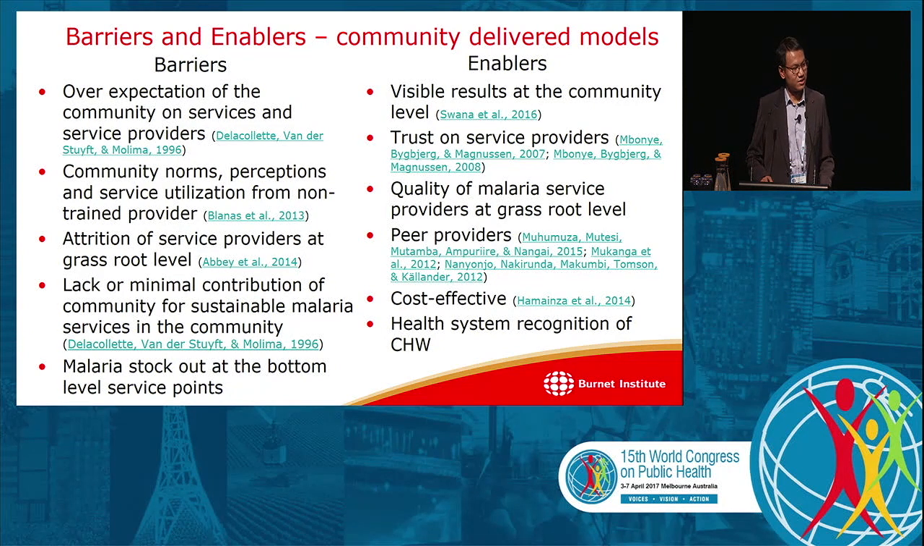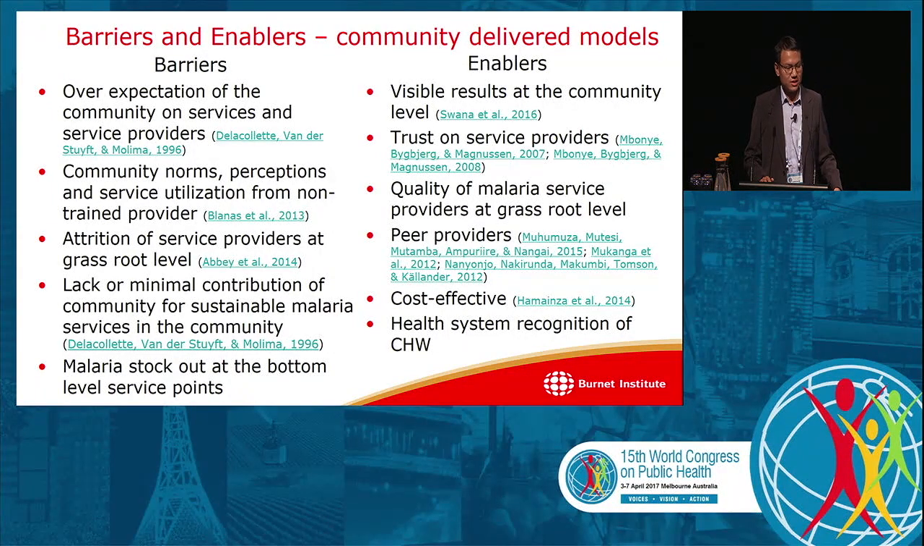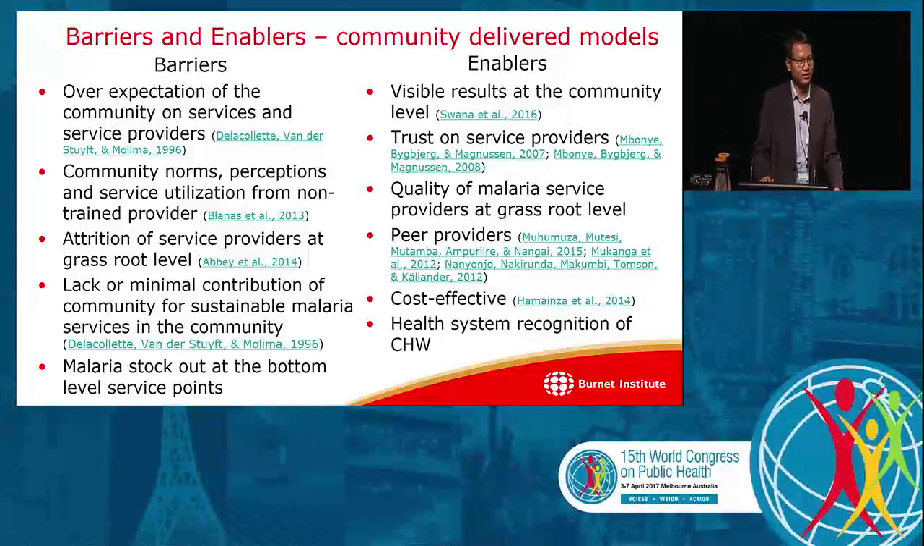Because of the community health worker and community delivery model, we also have enablers and endeavors. One of the successful factors of the community delivery model is that we can see visible results or visible achievement at the community level. If a community member or villager gets malaria, we can do spot diagnosis and then treat them even at the village by using RDT and ACT, now even applied by community health workers. And the other good thing is the trust in the service provider, because they come from the community and are not a stranger.